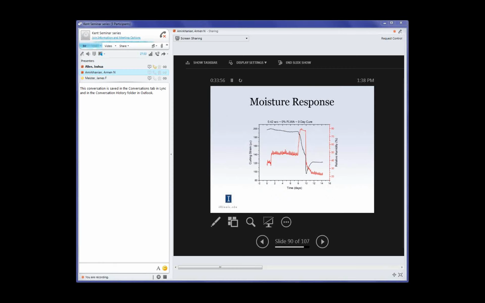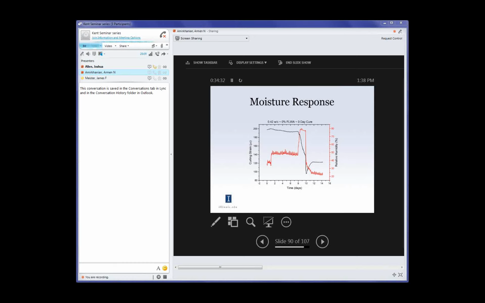So the black line is the curling strain of, in this case, a virgin beam. The red line indicates the humidity that the chamber is currently at. This says 0 days because this is when we started playing around with the humidity. But this beam had already been in the chamber at 50% humidity for 55 days. It had pretty much leveled out. It wasn't going to change anymore. So we first dropped the humidity to about 35%.